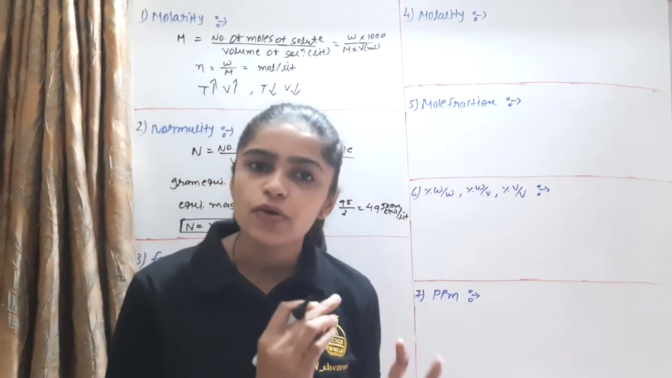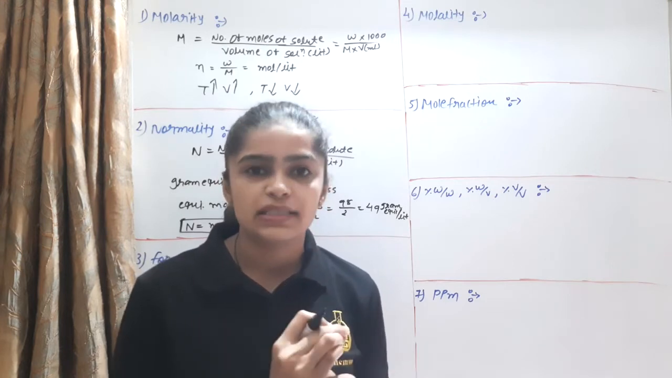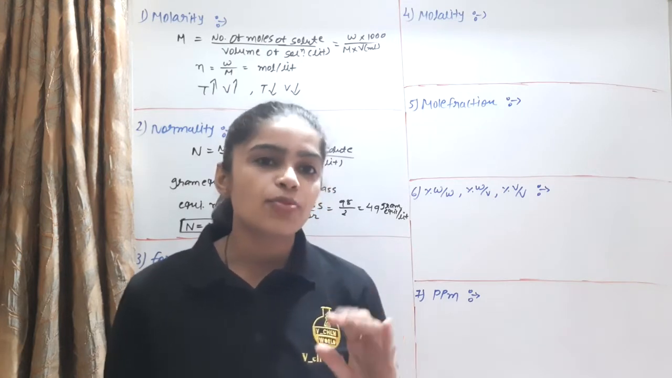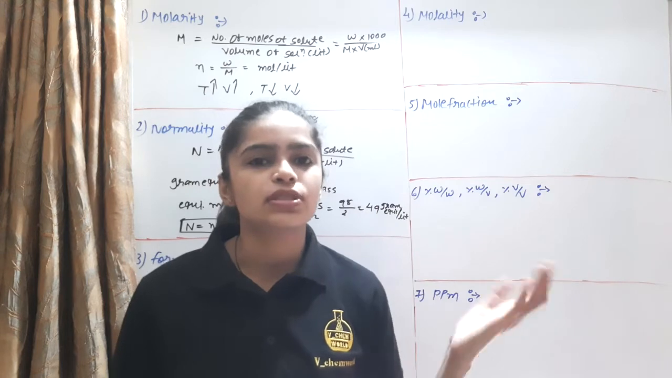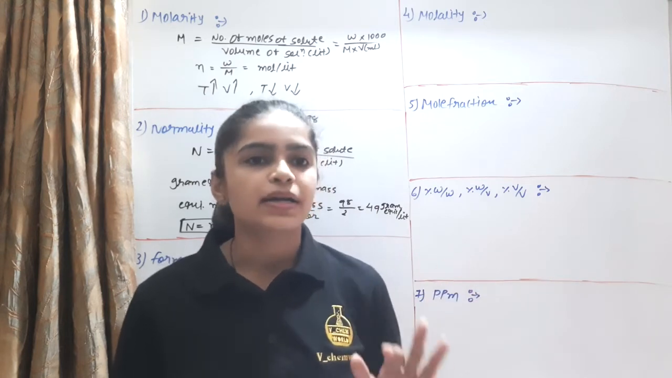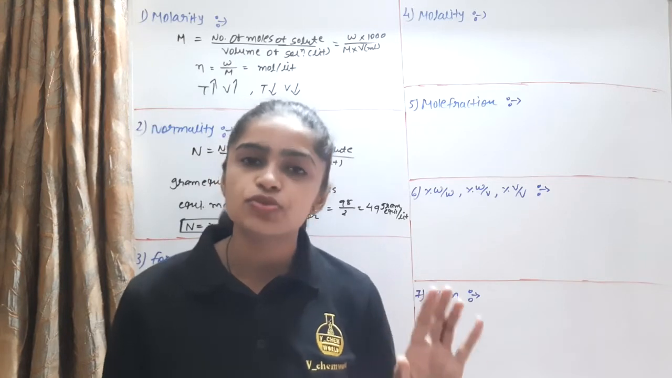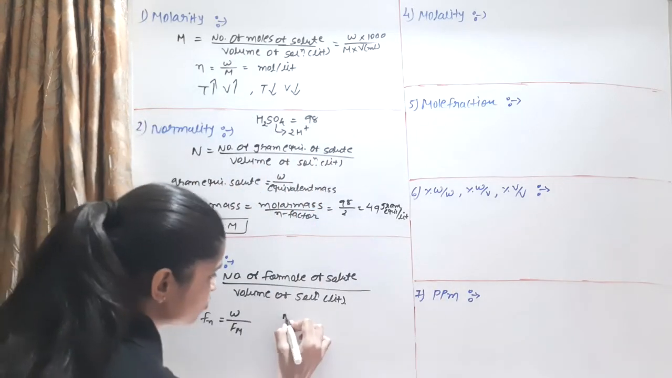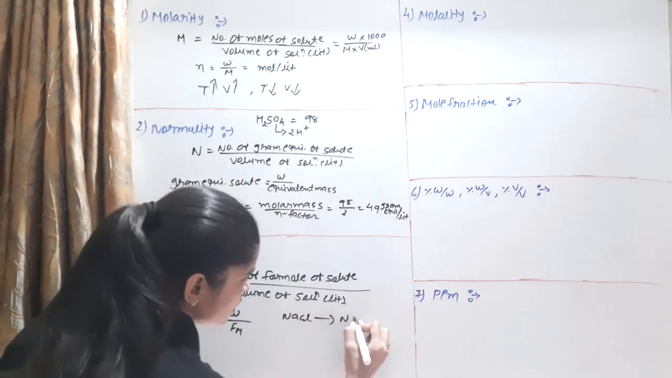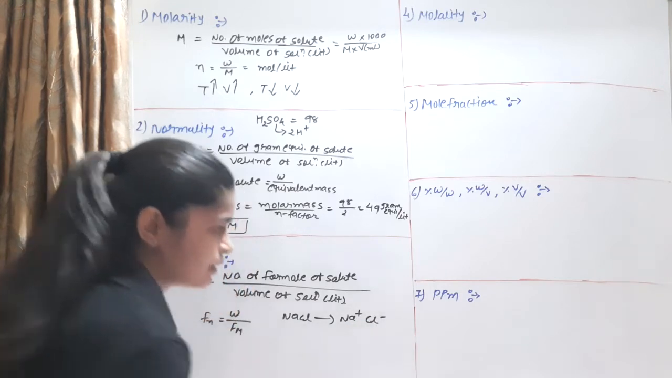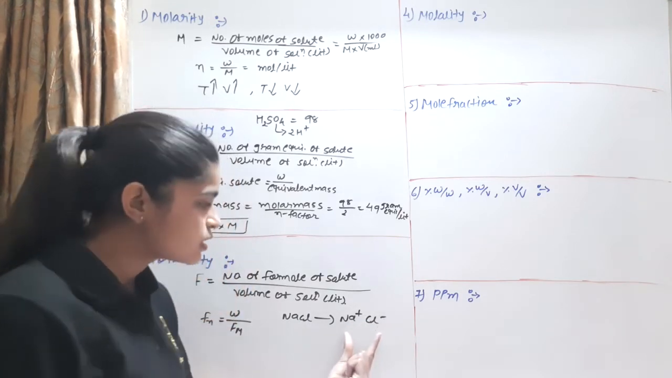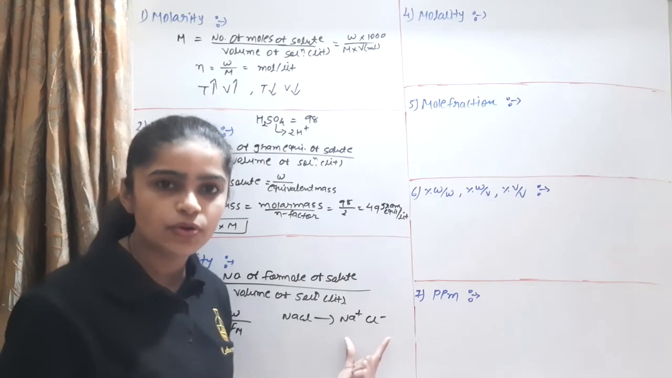For any ionic solid, for example NaCl. In the molecular formula, NaCl gives 58.5. But in the formula mass, we find that NaCl dissociates in water. So it's converted into Na plus and Cl minus, and that gives the mass. This is known as the formula mass.